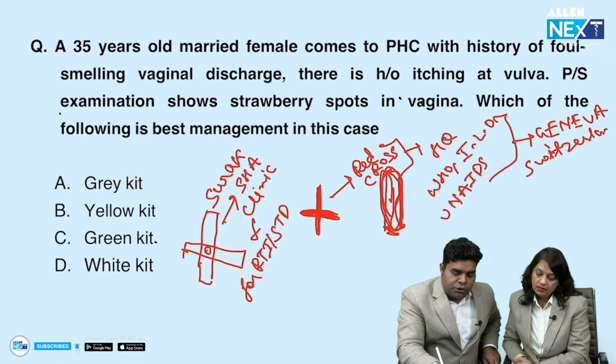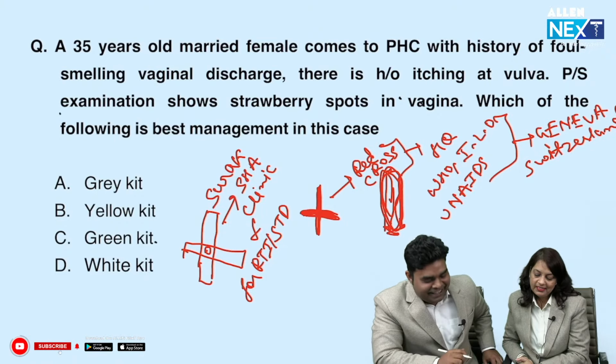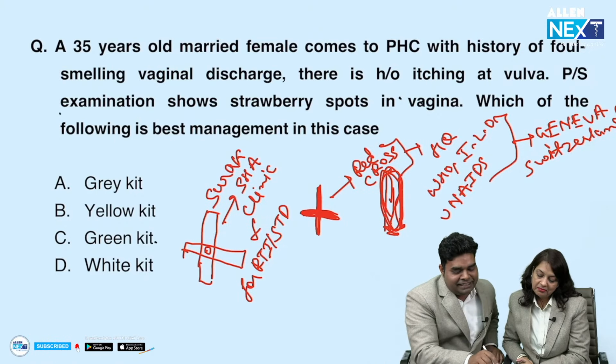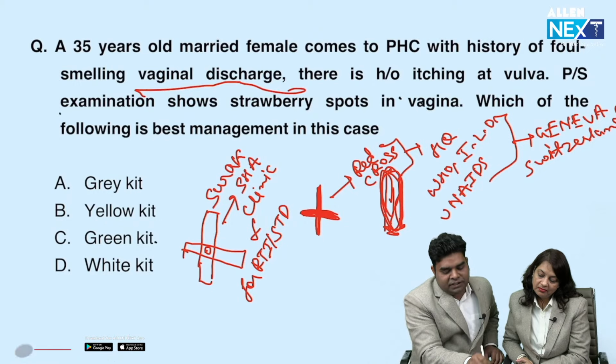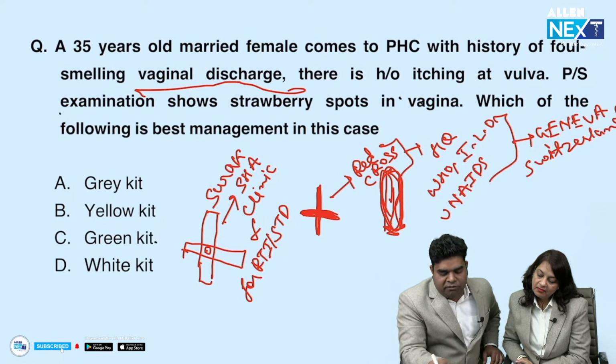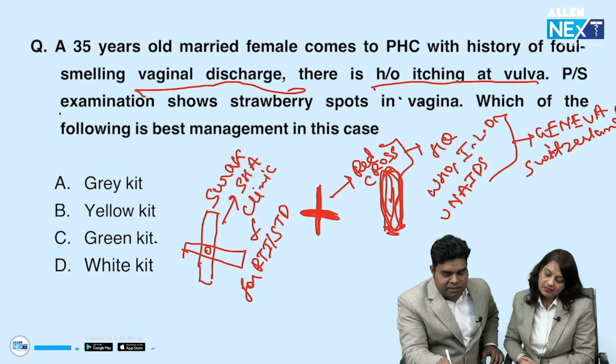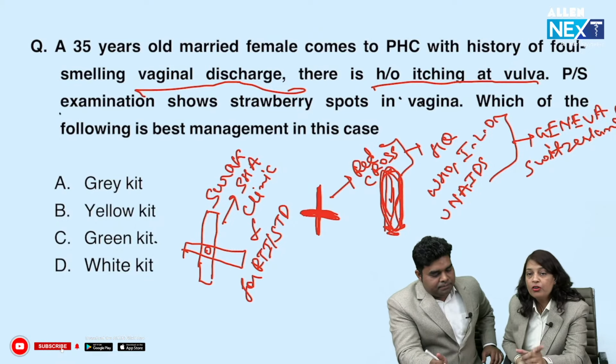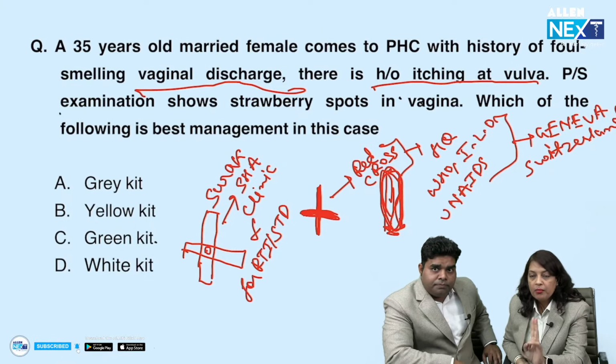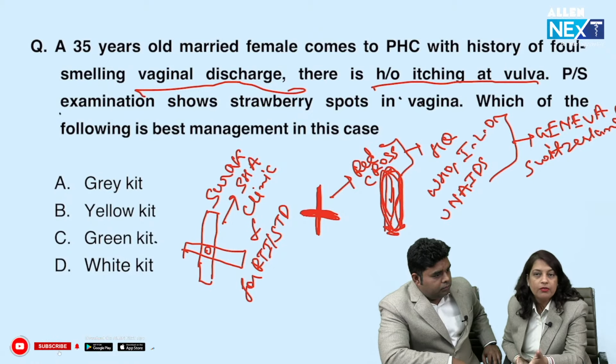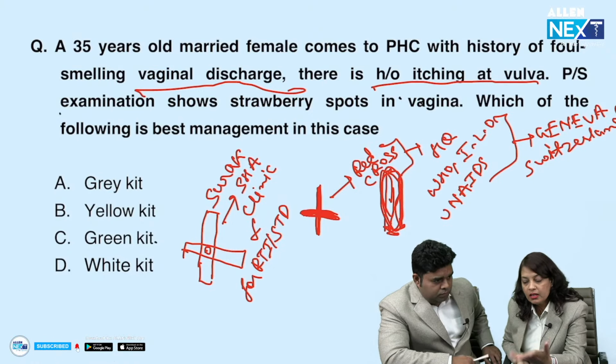Now, coming back to the question here, they are asking that there is a vaginal discharge and there is a history of itching, present. We want to discuss it in two ways because it was prepared with the memory of the students who have written the exam.